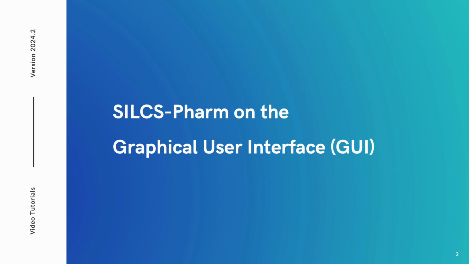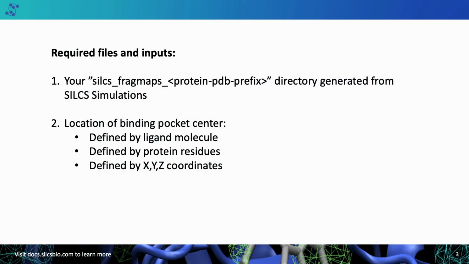In this video, we will go over how to build pharmacophore models with SILCS-Pharm calculations using the graphical user interface. For this tutorial, you will need the directory with SILCS frag maps for your target. You should have generated these using the SILCS simulations module. Additionally, you will need the location of the binding pocket defined by either an existing ligand file or protein residues around the binding site, or the XYZ coordinates for the center of the pocket.